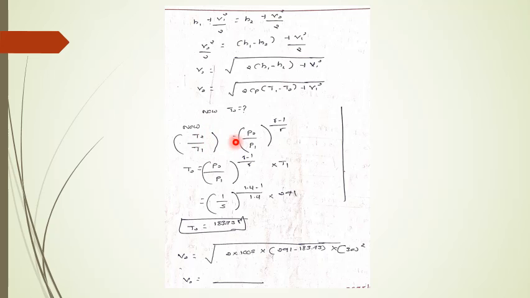T2 by T1 is equal to (P2 by P1) to the power (gamma minus 1) by gamma. So we can easily find out T2 here. Once you find T2, we can easily find the exit velocity V2: root of 2 into Cp (T1 minus T2) plus V1 square. This you need to remember, because it is an adiabatic process. In an adiabatic process, this is the formula which establishes the relation between temperature and pressure.